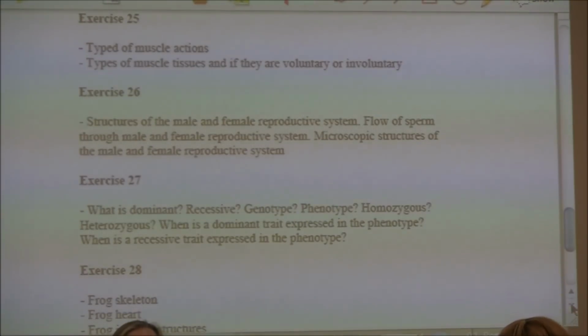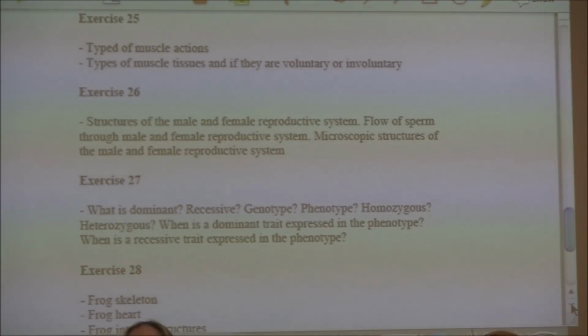Exercise 25, second question, types of muscle tissue. So we looked at 3, but we had 4 slides. Okay? 2 skeletal, 1 smooth, 1 cardiac. So this is going to be a slide question. You have to identify the type of muscle tissue. Is it smooth? Is it cardiac? Is it skeletal? Then you also have to tell me if it's voluntary or involuntary.